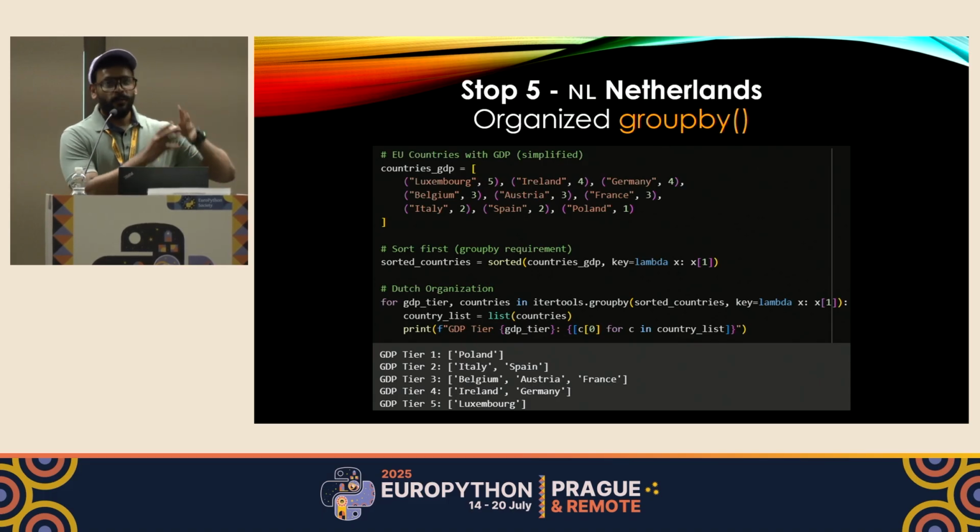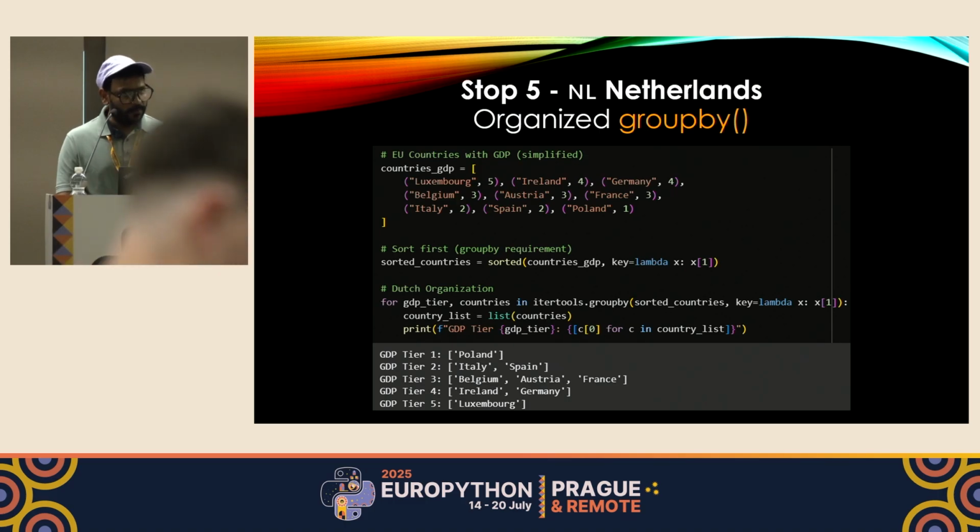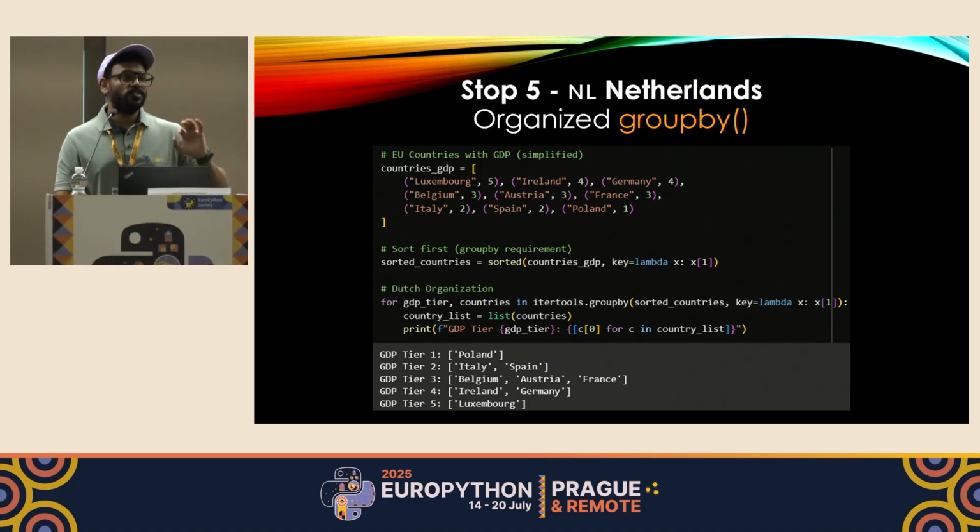And again, it's similar to the SQL group by, but the only difference is it works based on sorted iterables. So what does that mean? We have here the European trade data across different countries, regions, everything. What we are trying to do is group this country's information based on their GDP tiers. So if you look at the code, right?